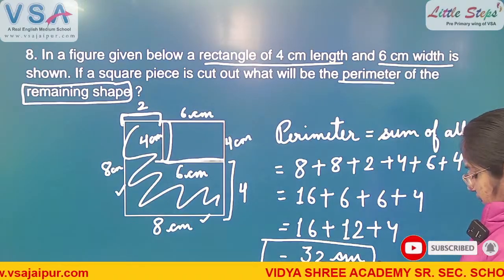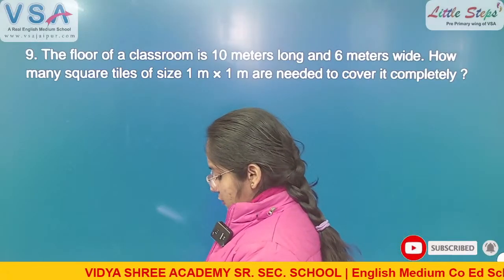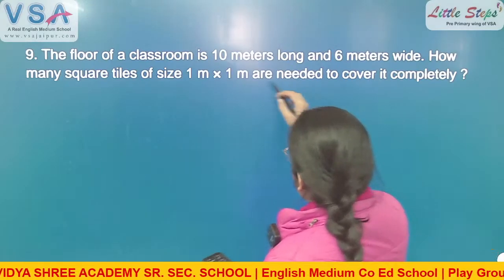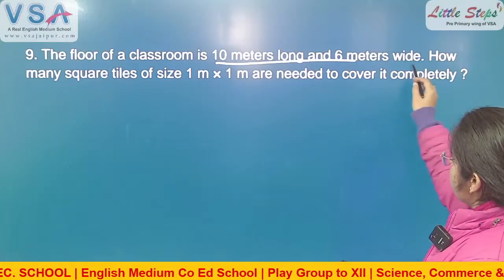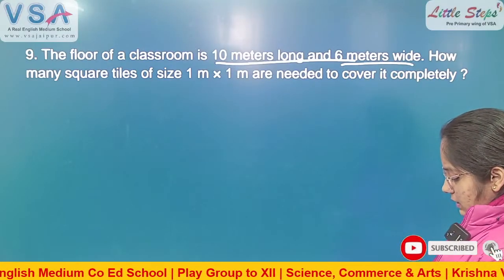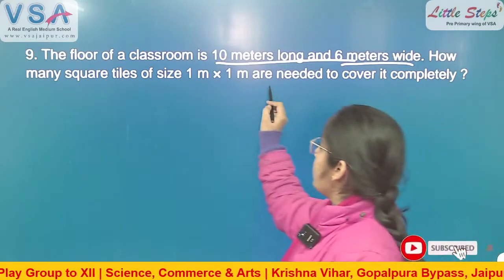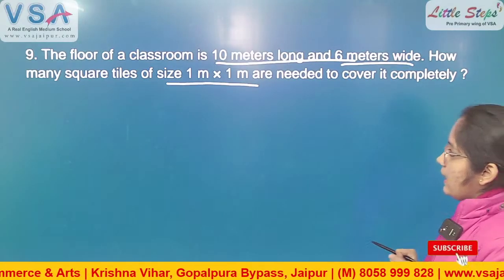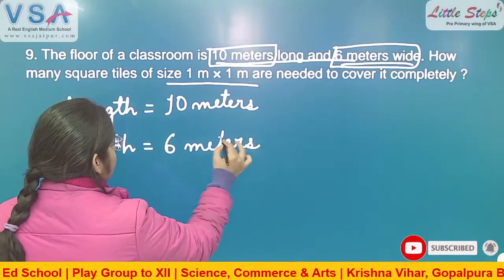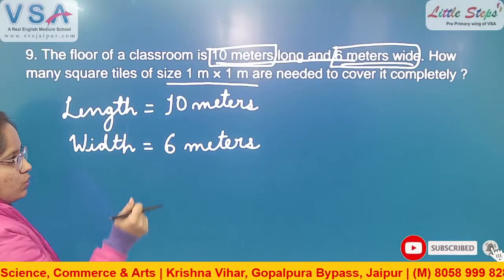Okay, let's move ahead. See the next question. The floor of a classroom is 10 meters long and 6 meters wide. How many square tiles of size 1 meter into 1 meter are needed to cover it completely? So first we have to find how many square tiles of size 1 meter into 1 meter are needed to cover it completely.